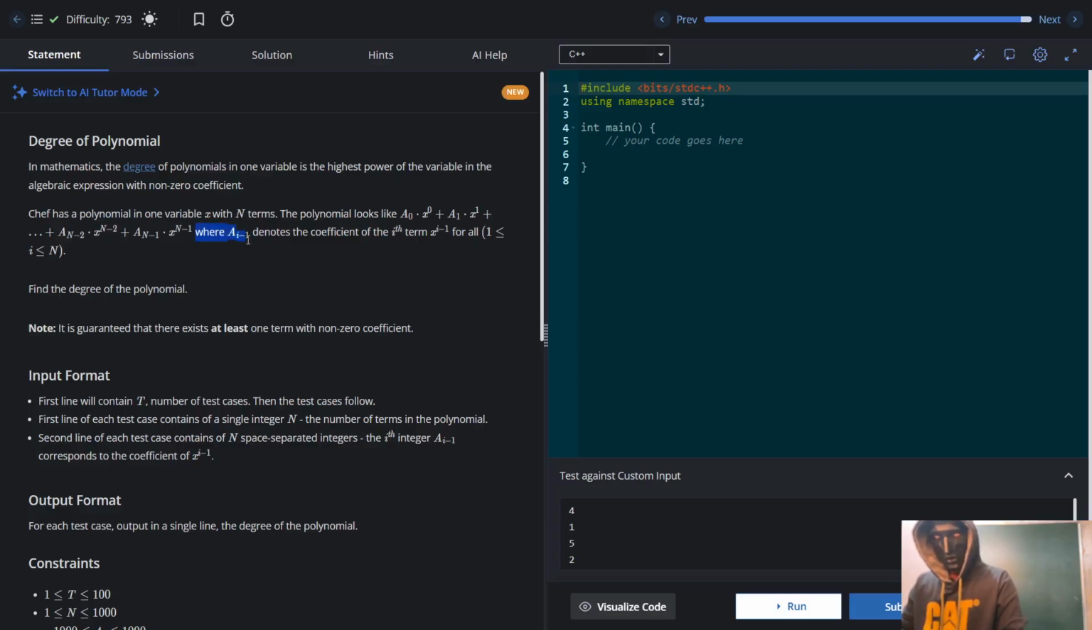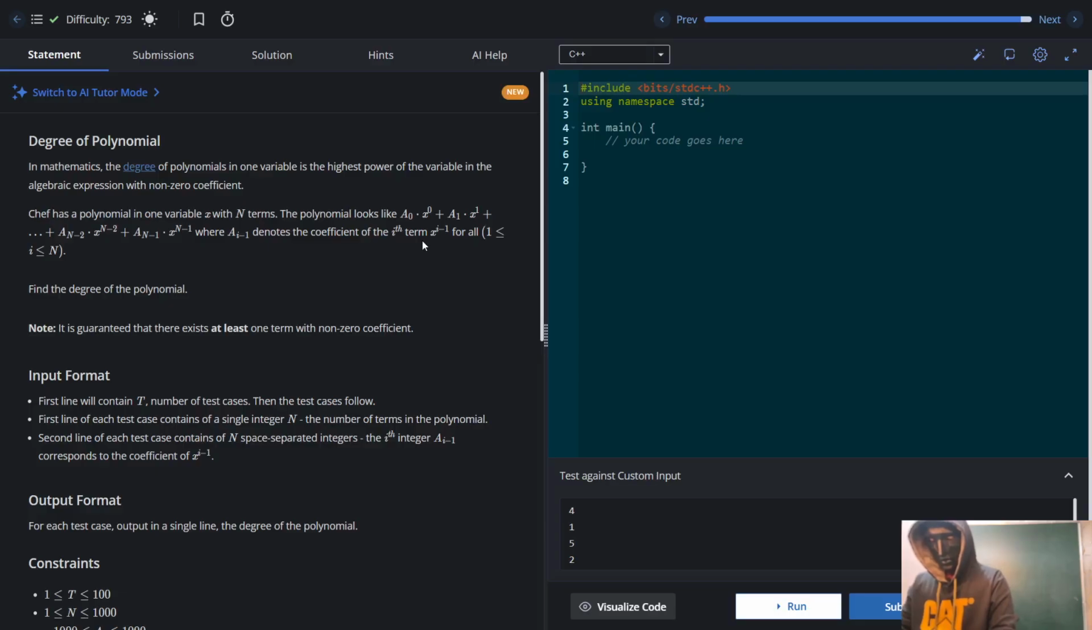So where a(i-1) denotes the coefficient of the ith term, because we are starting with a0. So this is the first term, and this is the second term. So that's why a(i-1) is the coefficient of the ith term. If we were starting with 1, then it would have been different, but since we are dealing with 0, that's the case.